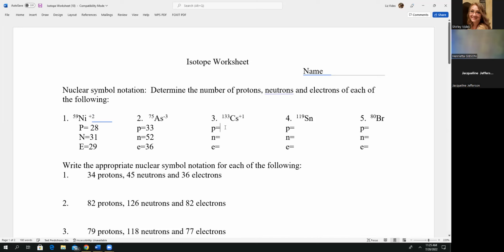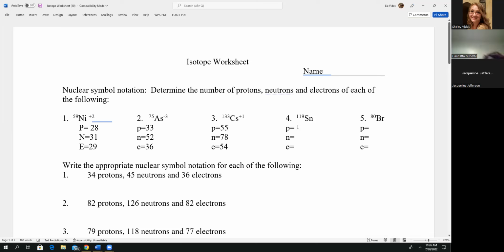All right, the next one is cesium. You're looking for it. It is 55. Element 55. So that means you have 55 protons. How many neutrons? So 133 minus 55 is equal to 78, I believe. And then you have a plus charge, which means you have one less than 55. So this is 54. All right.